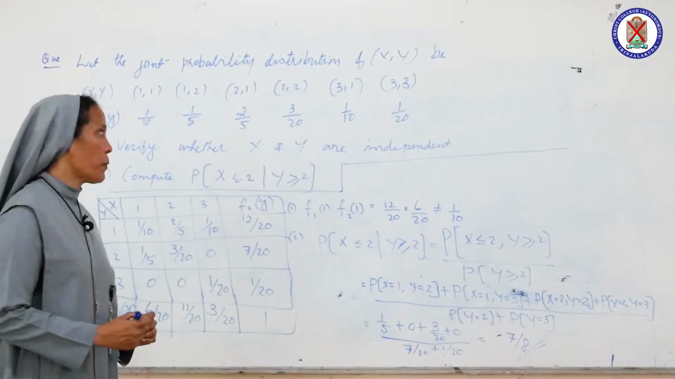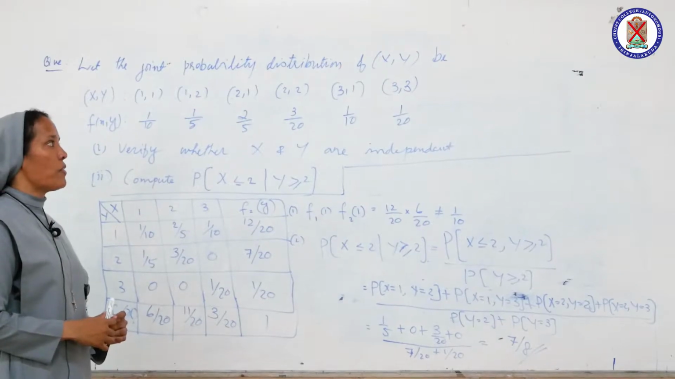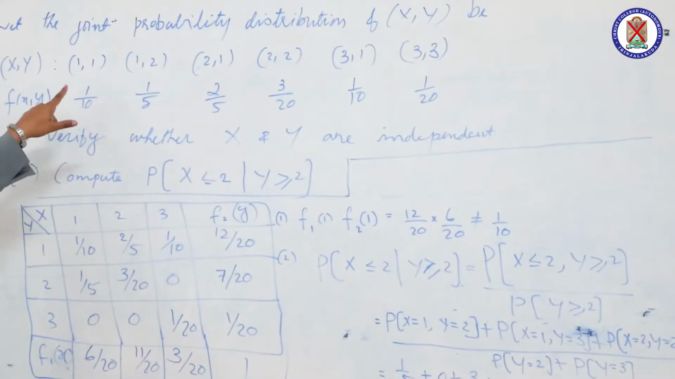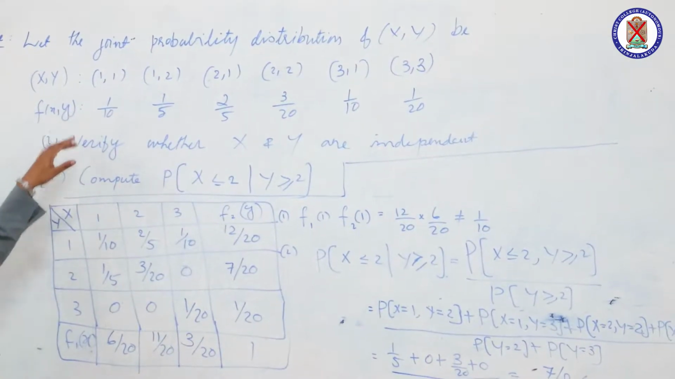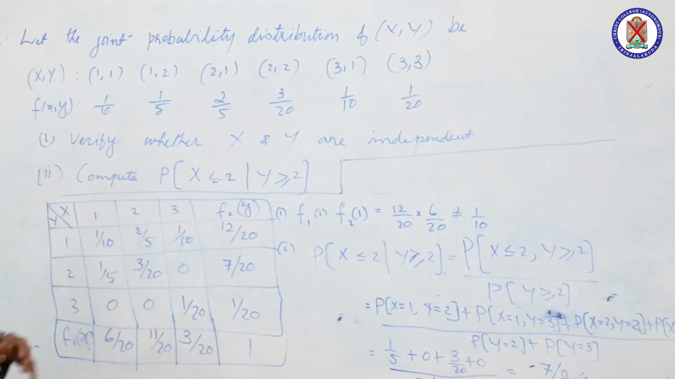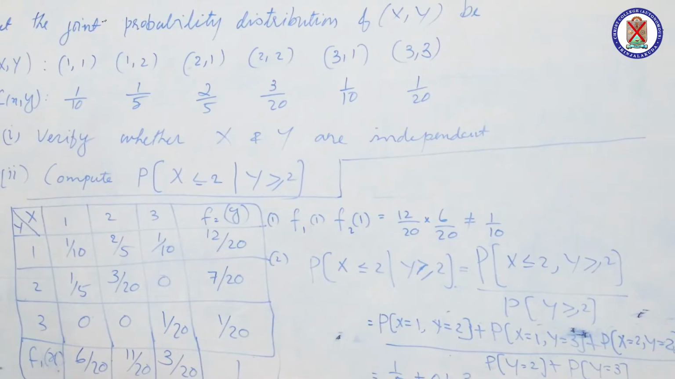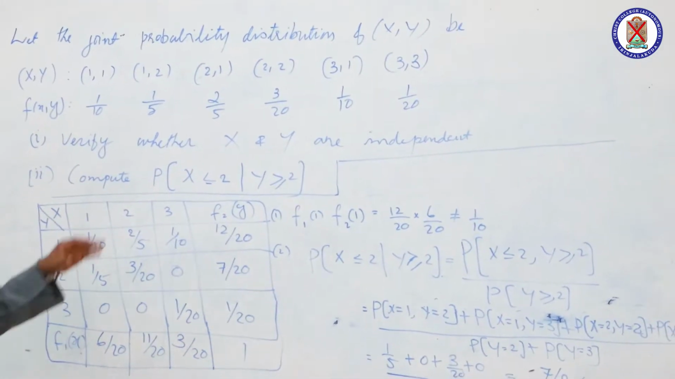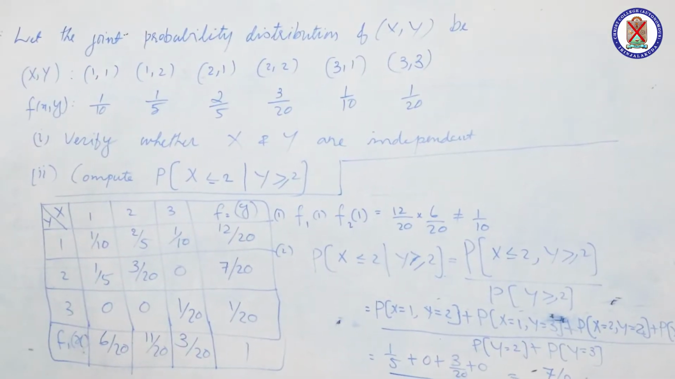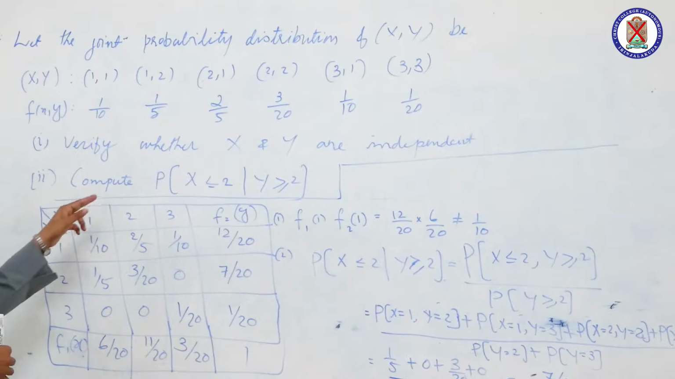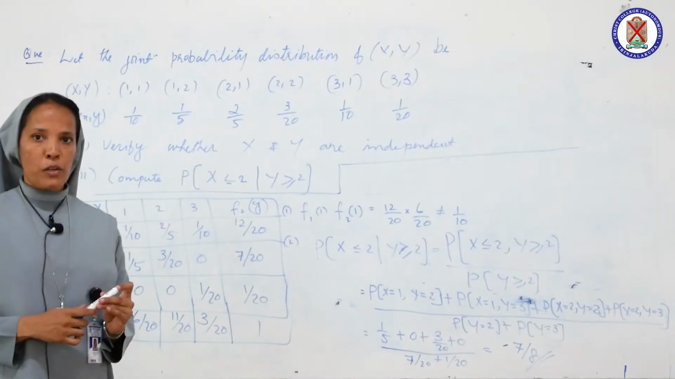Let us come to the next problem. Let the joint probability distribution of (x,y) be (1,1), (1,2), (2,1), (2,2), (3,1), (3,3), and its corresponding joint probabilities are 1/10, 1/5, 2/5, 3/20, 1/10 and 1/20. We have to check whether the given variables are independently distributed. The second question is to compute the probability of x less than or equal to 2 given y greater than or equal to 2.